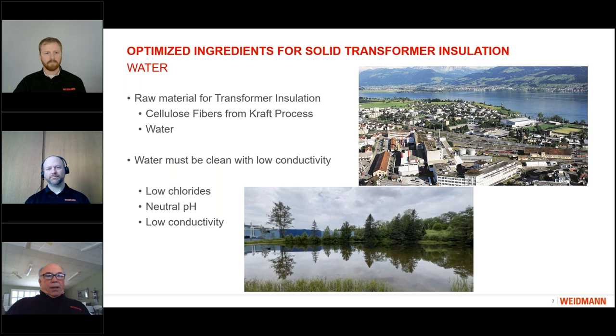The second point, the second raw material, so we talked about cellulose fibers from the Kraft process, and the only other ingredient is water. So in order to make a good dielectric material, we need to have water with low conductivity, low chlorides, neutral pH.